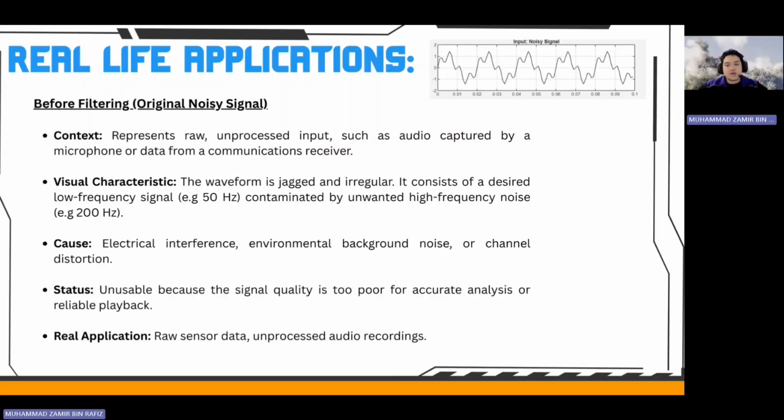It consists of a desired low frequency signal, for example 50 Hz, contaminated by unwanted high frequency noise, for example 200 Hz. The cause is electrical interference, environmental background noise, or also channel distortion. For the usable status, it is unusable because the signal quality is too poor for accurate analysis or reliable playback. Real applications are raw sensor data and unprocessed audio recording.